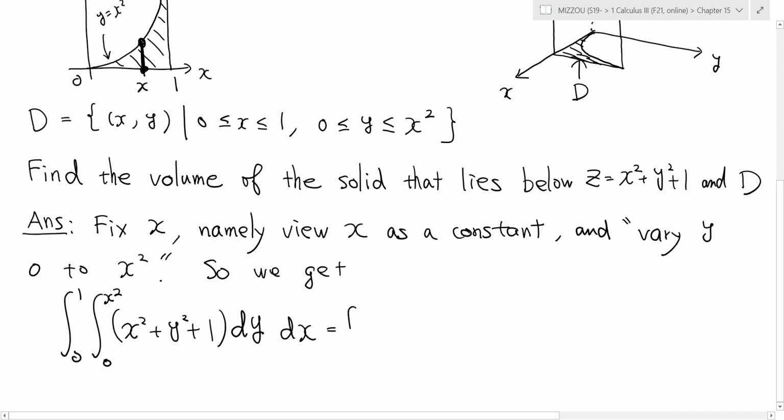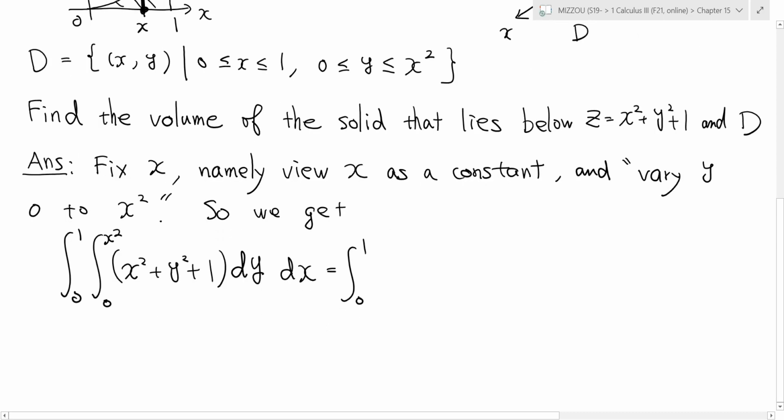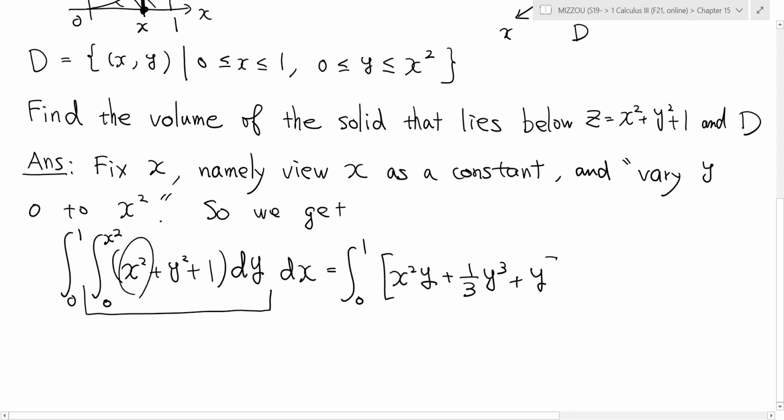And then the computation is the same as the case of a rectangular region. If you look at the inner integral, you partially integrate by considering x as a constant and y as a variable. Here x squared is viewed as just a constant, so if you integrate with y, you get x squared y. And if you integrate y squared with y, you get 1/3 y cubed, plus you integrate 1 with y, you get y. And then you evaluate this for y from 0 to x squared, and you just leave dx here.